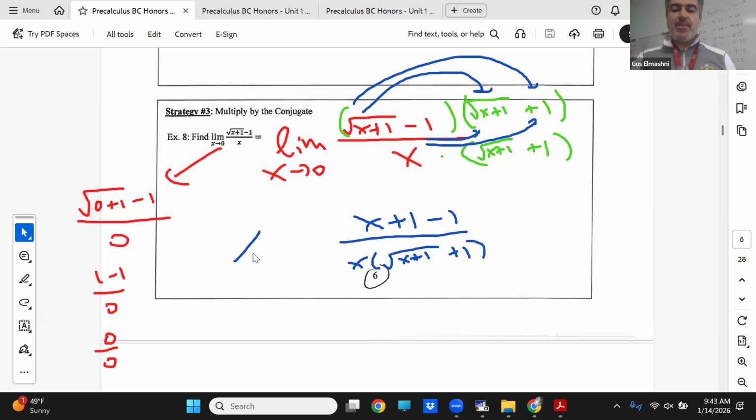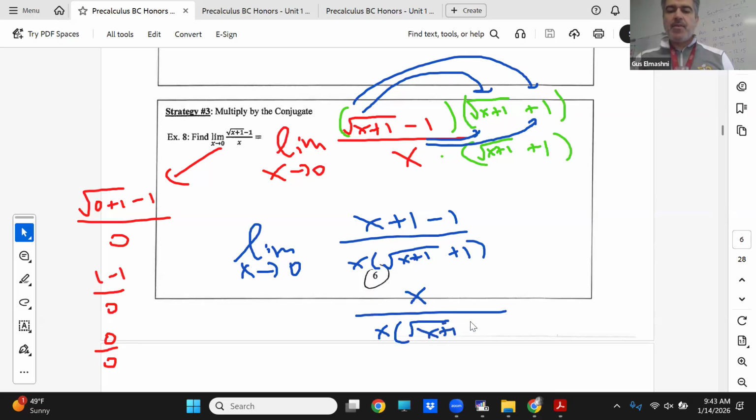And I'm being lazy, so I have to write this also. Don't be lazy. Okay. Now, the top becomes x. The bottom is x. I do have this urge to be lazy, but I'm not going to be lazy. I'm going to fight that urge. Okay. The x's go away, right? Then I get 1.